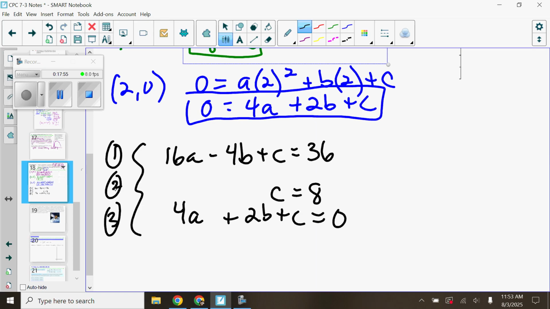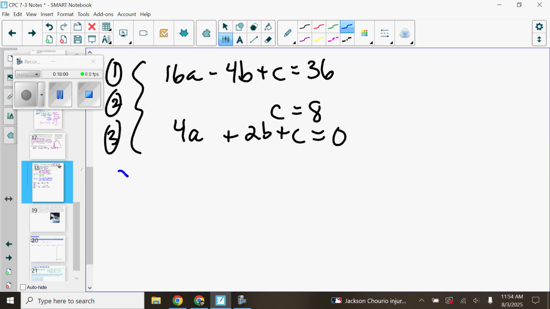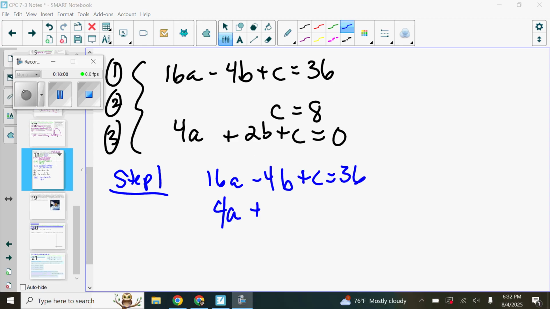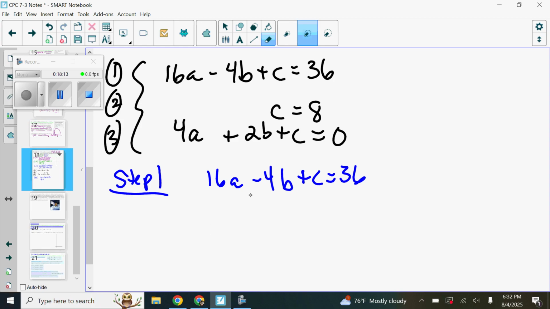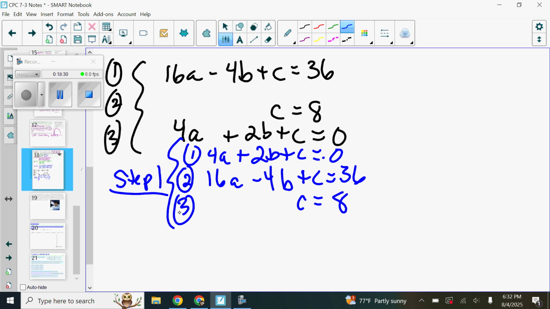I'm going to use some of those equivalent steps that we've talked about before. I'm going to switch the order of 2 and 3, so just write it in the right order here. 16a, 4b. I think I'm going to rearrange a little bit here just to make this easier. I'm going to make this equation number 2 so I can have that bigger number on the bottom. Equation number 1, I'm going to make my 4a plus 2b plus c equals 0. You can do this in whatever order you want, it really doesn't matter. And then c equals 8. All right, so there's my system. Actually, I should probably put the brace there.